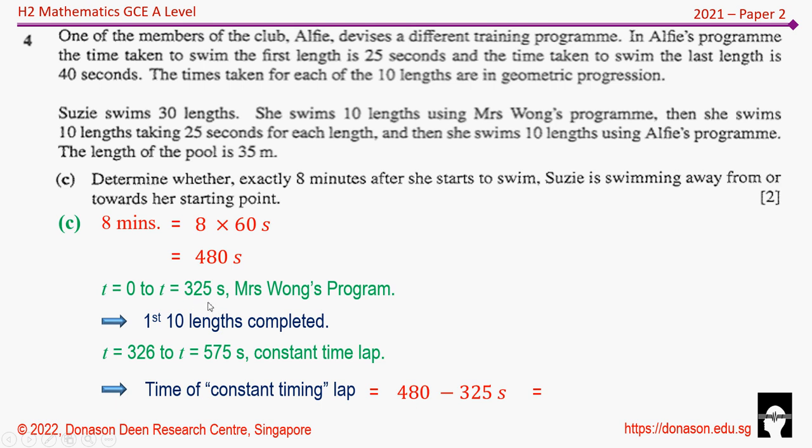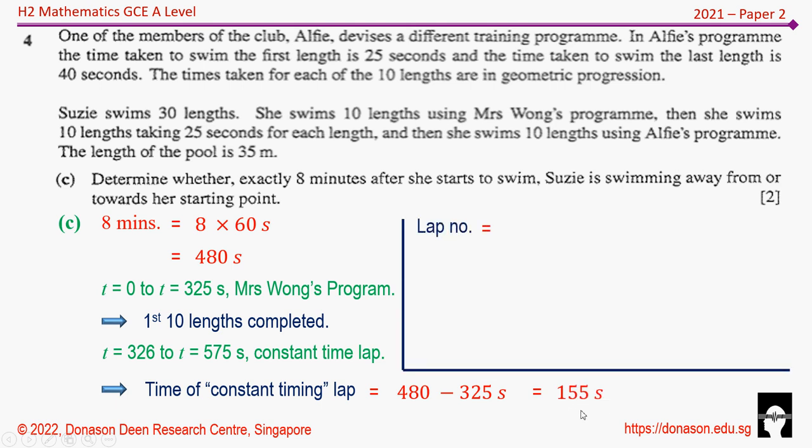So the time in constant timing lap is 480, from which we need to subtract the time taken for Mrs. Wong's program, which is 325 seconds. If we subtract that, she has spent only 155 seconds in the constant time lap. Let's translate this 155 seconds into the lap number. How are we going to do it? Each lap she is going to take 25 seconds, right?